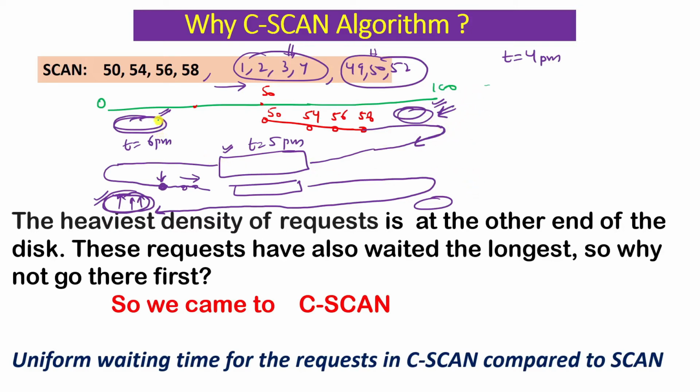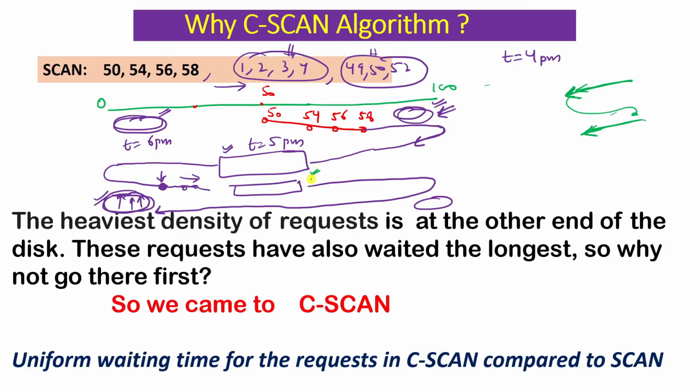So to make the waiting time of all the requests uniform, whether they are at the end or in the middle, we introduce the CSCAN algorithm. That's why we were saying, if you are going in this direction, always complete the request in such a way that you come in this direction, then you just come here only, and then you start from here only. Do not service the requests while you are coming in the other direction. Start from here only. That's why we introduced the CSCAN algorithm, to make the waiting time of all the requests uniform.